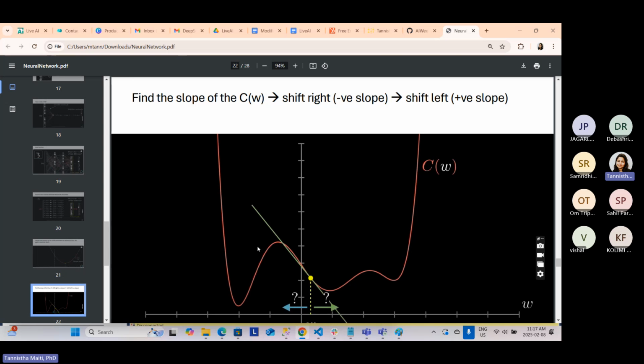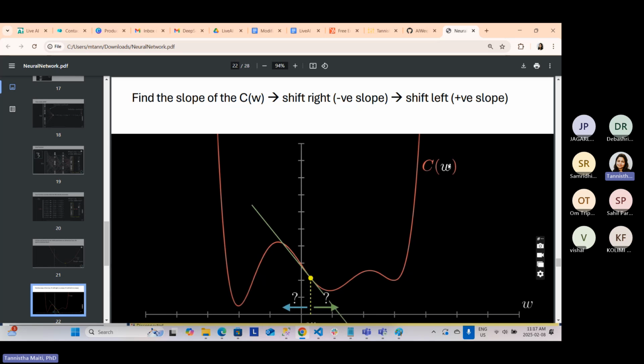Okay. So let me look at this equation a little bit. So we are trying to find the slope. So we are going to find the tan theta value or the slope value after we have taken a derivative of this value. So is it moving to the right or moving to the left? So shift right, negative slope; shift left, positive slope. So if this is the minimum point we are trying to figure out, you can shift it left or right based on the slopes that you are getting.